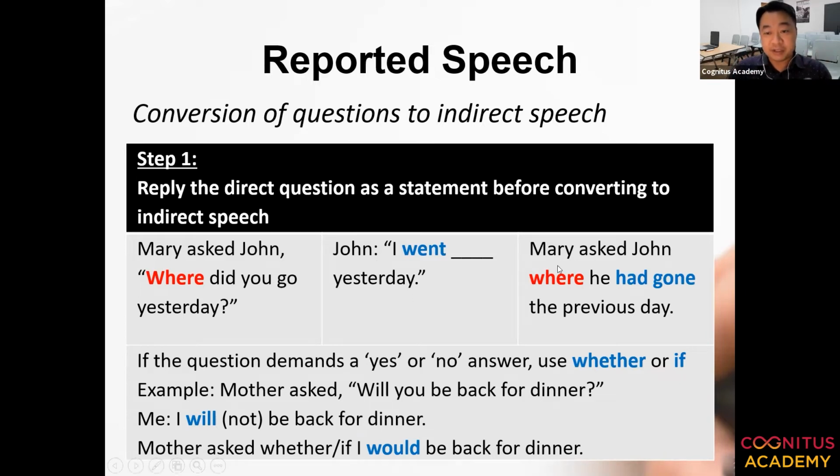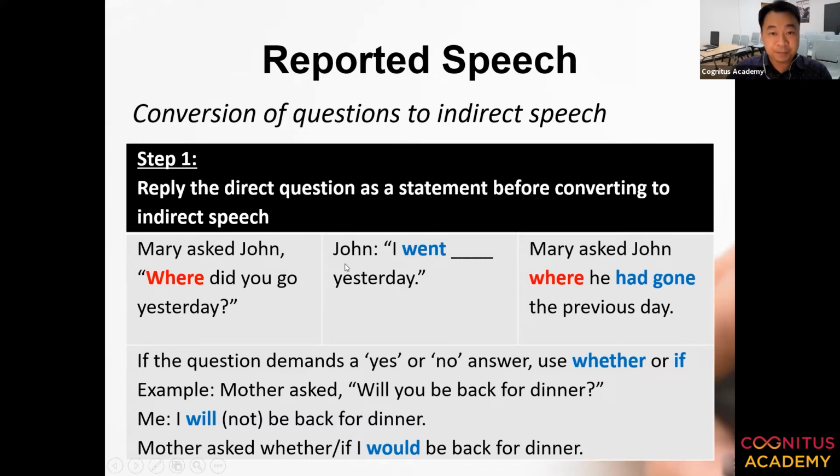So the question stem is Mary asked John. First step is to extract the question word, where. So Mary asked John where, and then we refer to John's statement. I becomes he, because John is the speaker. Went, simple past tense, becomes had gone, right? And yesterday becomes the previous day. So Mary asked John where he had gone the previous day.